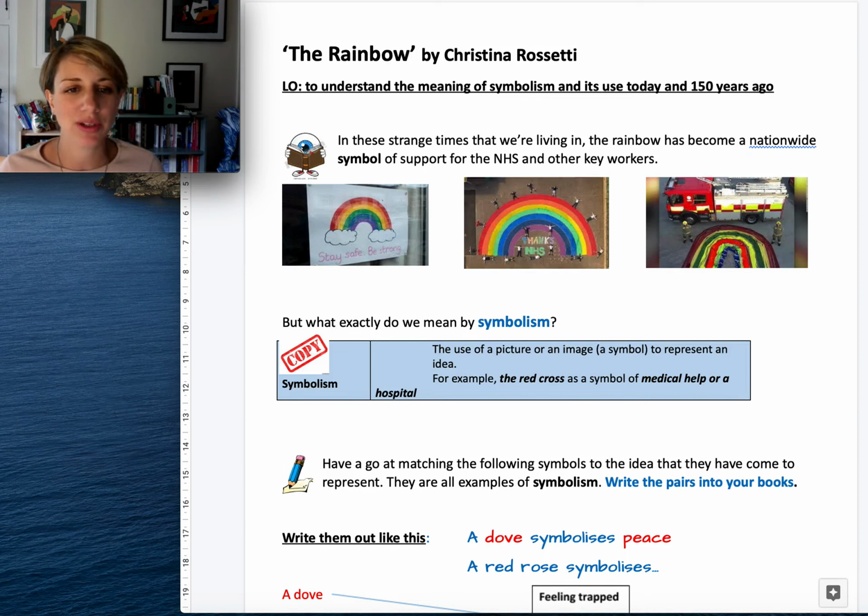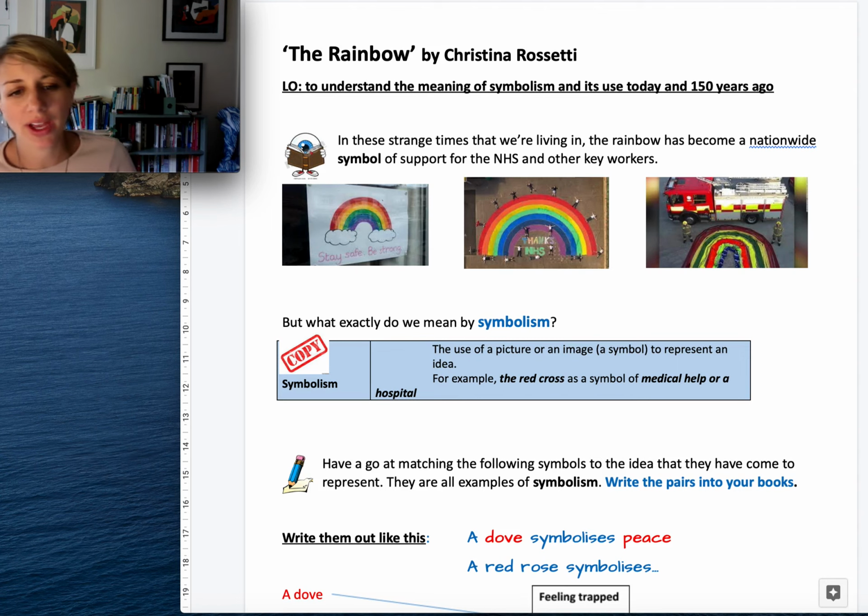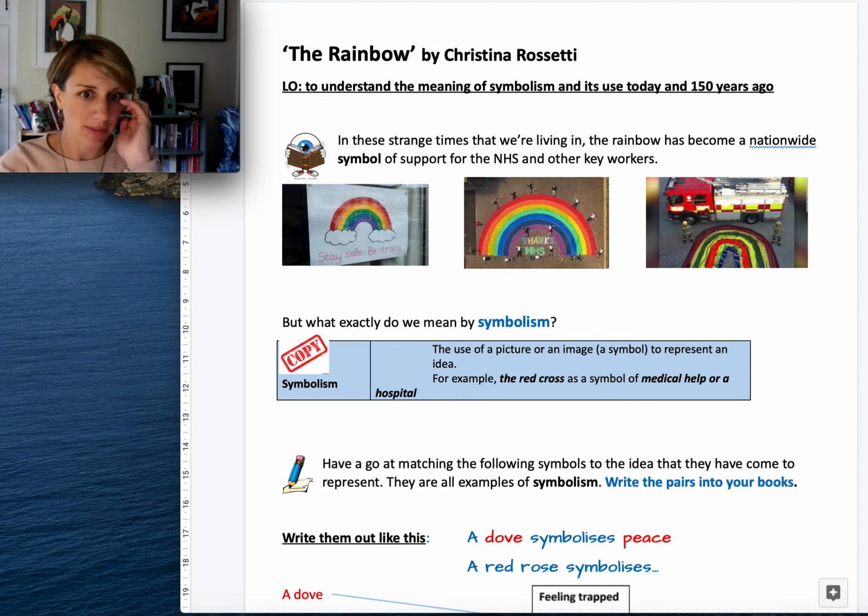Today you are studying The Rainbow by Christina Rossetti. This is a really lovely poem, so I hope that you like it. If you can copy that title down then, The Rainbow by Christina Rossetti. Watch the spelling there, that's double S, double T. And your learning objective is to understand the meaning of symbolism and its use today and 150 years ago.